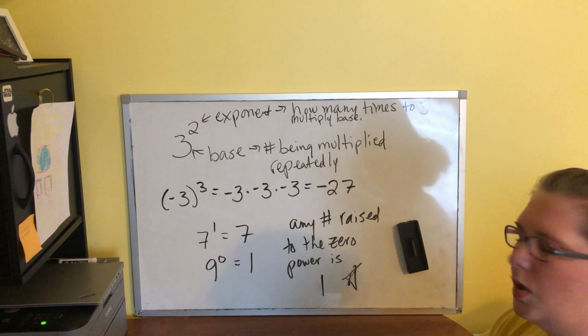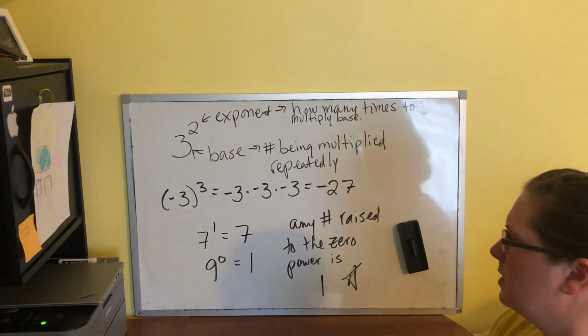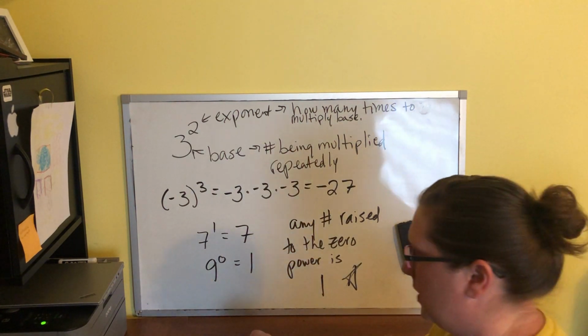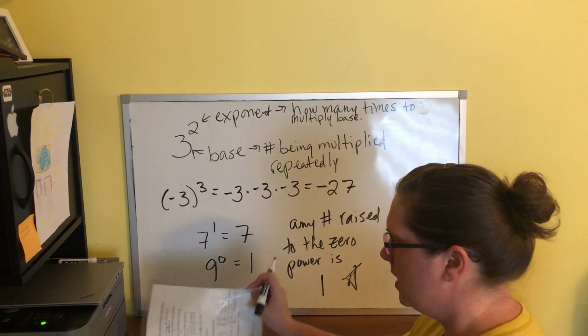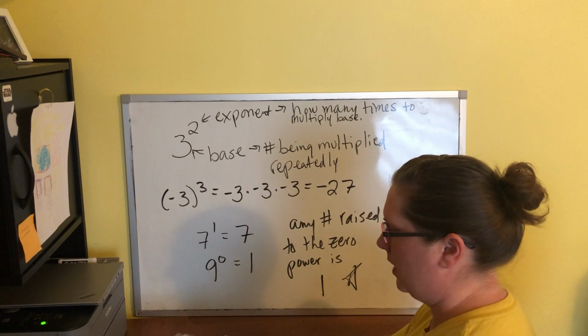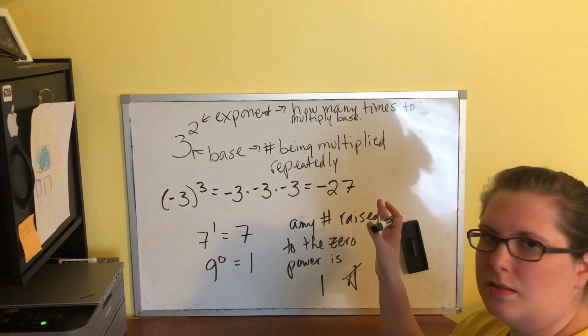125 to the 0 power, 1. 5,280 to the 0 power is going to be 1. Okay, so make sure you remember that. All right, so now we can go ahead and move on to order of operations.